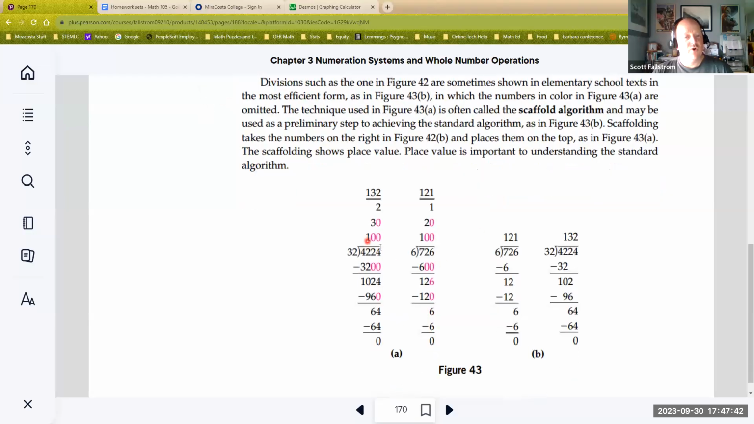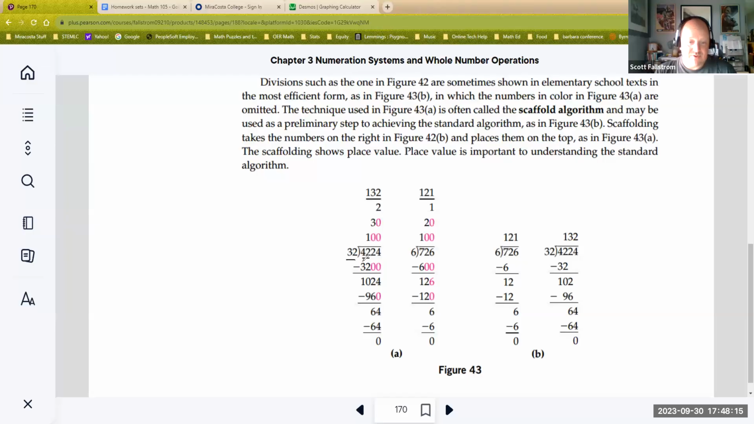If you were to do this vertically, which would be a little bit more of the traditional, instead of writing it on the side, the traditional tends to write things above. We tend to write this way, which will be known as scaffolding, which is just building up. So instead of putting just the number 1 in this place value, we would tend to write 100 to remind everybody that it really is 100 groups of 32.